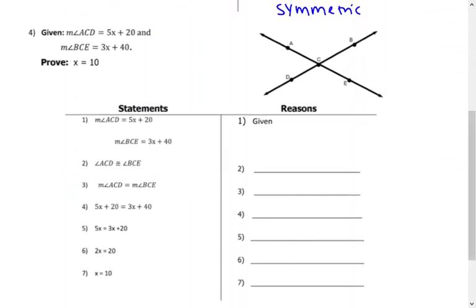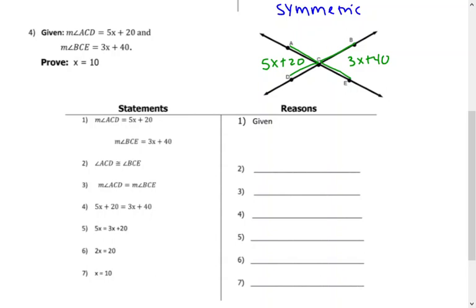Let's look at number 4. We're given some information here that ACD equals 5x plus 20. So I have ACD here, and I'm going to label it 5x plus 20. And I'm also told that BCE, which should be this angle here, equals 3x plus 40. Okay? My goal is to prove that x equals 10. So let's see the steps that I'm given to prove it.